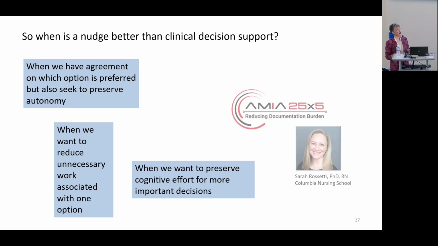And I'll just do a quick call out to my friend and colleague Sarah Rossetti at Columbia. The AMIA 25x5 initiative is an effort to reduce the documentation burden on doctors and nurses. So the amount of clicks, the amount of things you need to document, the amount of things that you need to write down is becoming a stressor. It's becoming one of the contributors to clinical burnout. So any of these sorts of efforts where we can reduce the amount of work, reduce the amount of clicks, reduce the amount of documentation is likely to bring benefits in the long term.